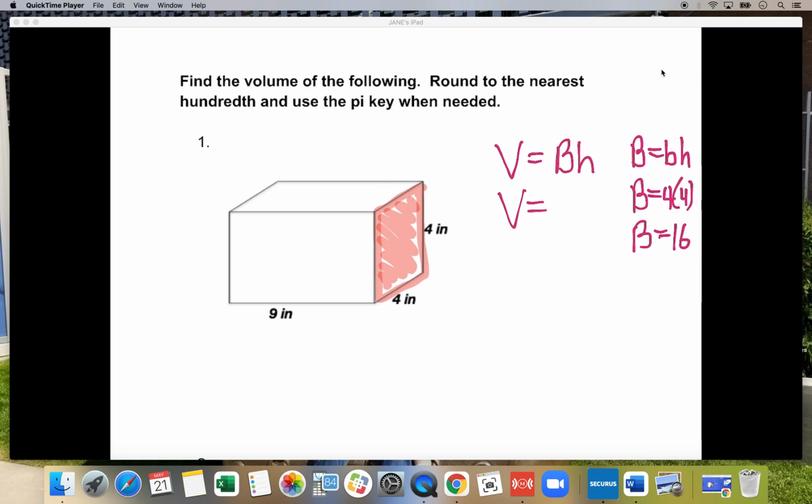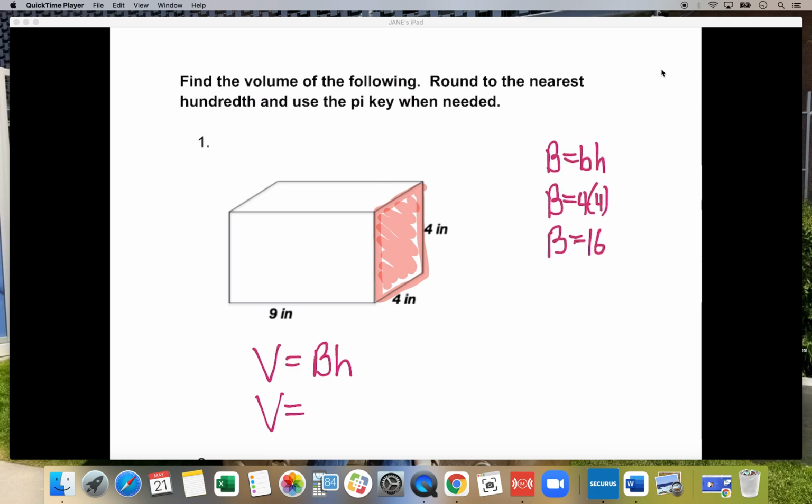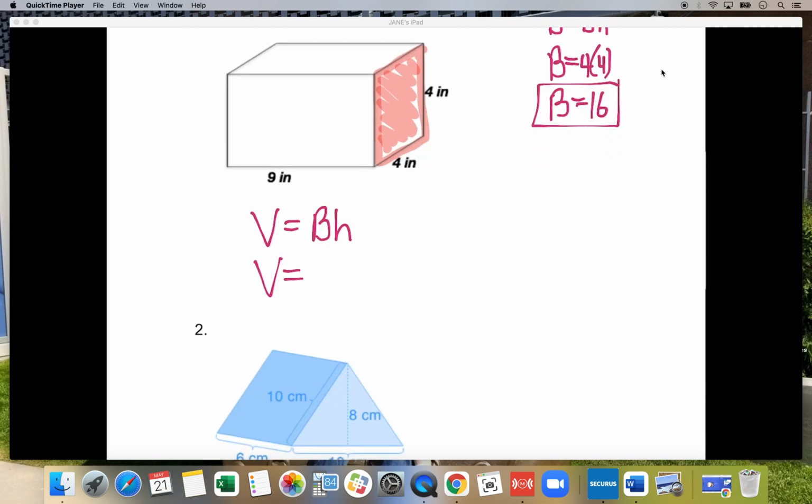Okay, I'm going to take this and move it down here to make it a little bit easier for us. I'm also going to move this over a little bit. All right, since this is the area of my base, I'm going to put that in. And then the height of this rectangular prism is right here, this 9. So I'm going to put 9 in. The volume then equals, you'd use your calculators, 16 times 9, and I'd end up with 144 inches.